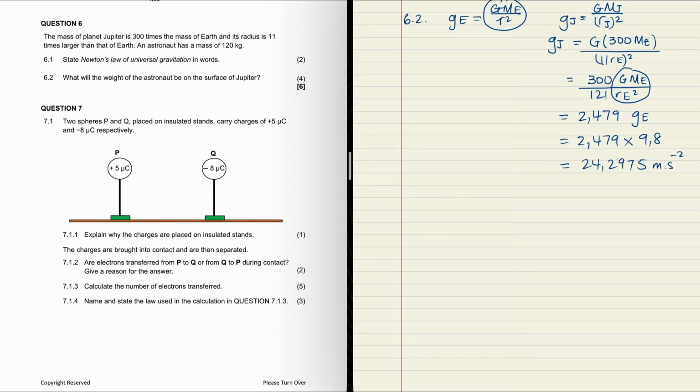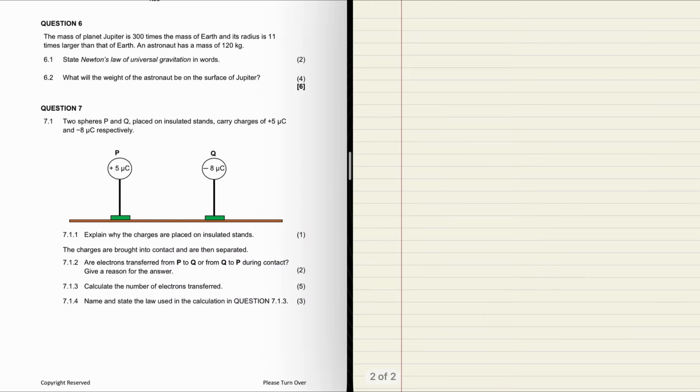Now that we know the acceleration due to gravity, we can calculate the weight. So the weight is going to equal 120 multiplied by 24.2975, and that's equal to 2915.70 newtons. So question 7 says two spheres P and Q placed on insulated stands carry charges of 5 microcoulombs and -8 microcoulombs respectively.